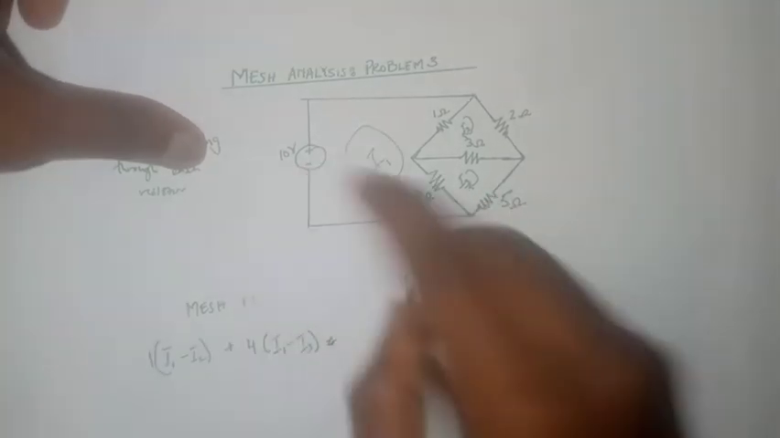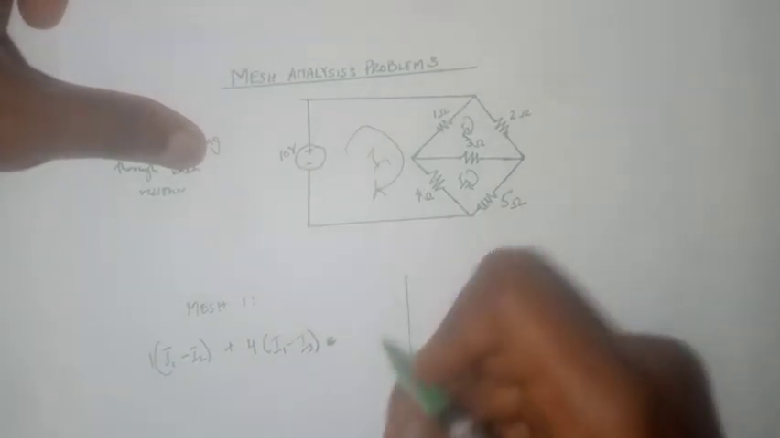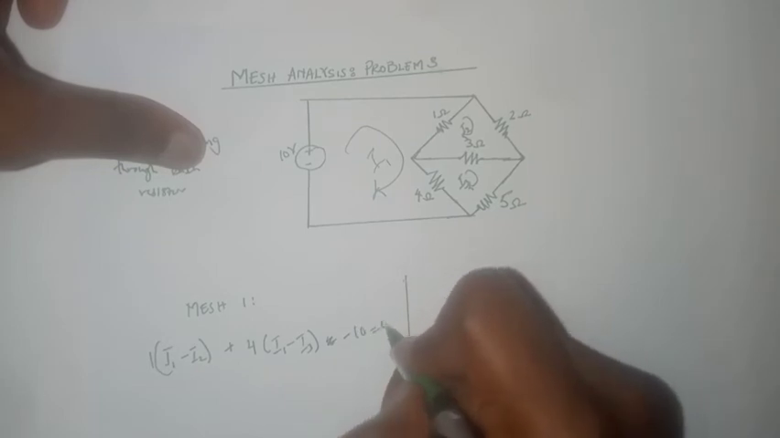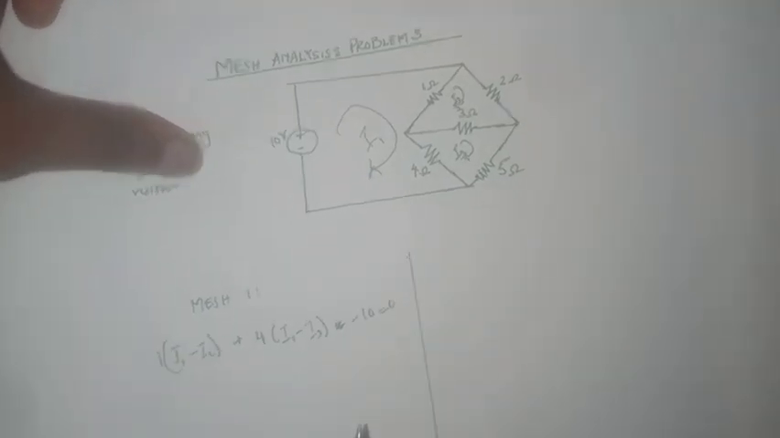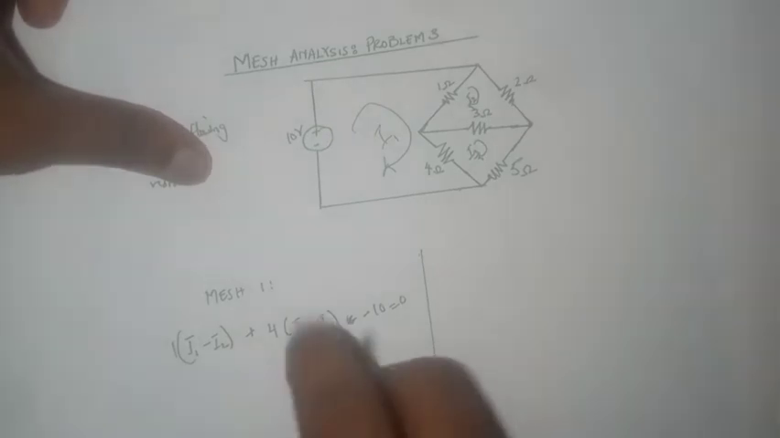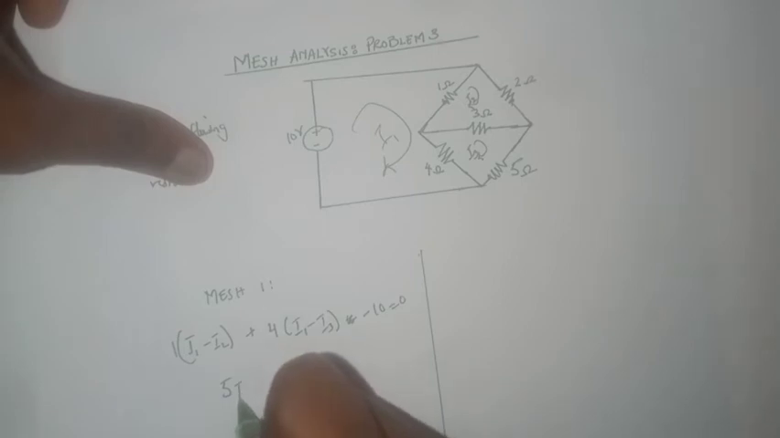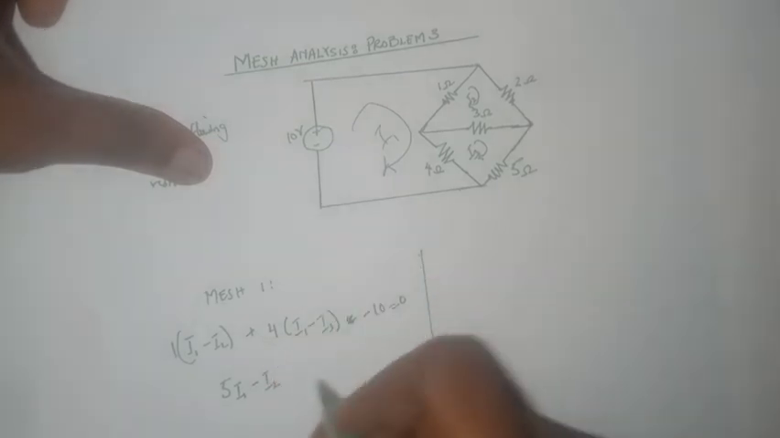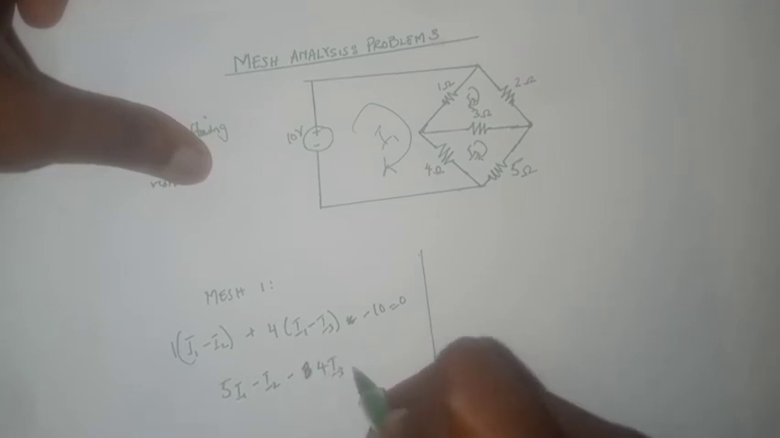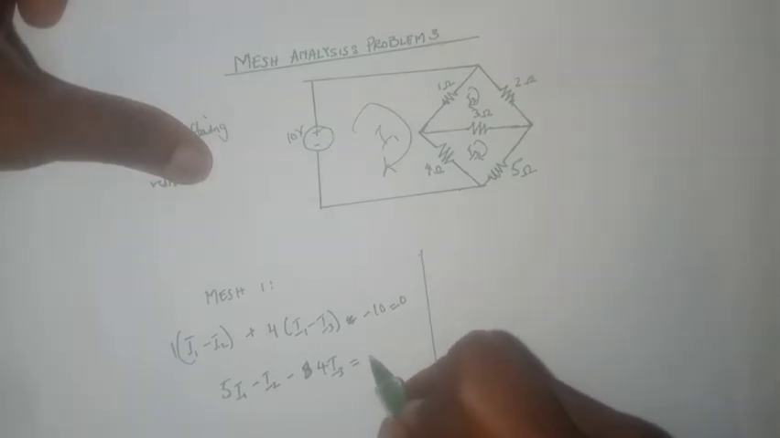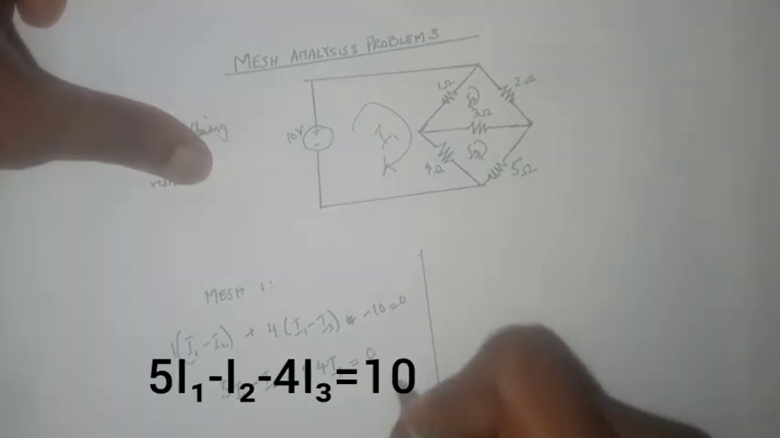Okay, and then we come here and we meet this 10 volts power source, minus 10. Then we equate everything to 0. We can then rewrite this. That would be 5I1 minus I2, then minus 3, minus 4I3, and everything would be equal to 0. And we can call this our first equation.